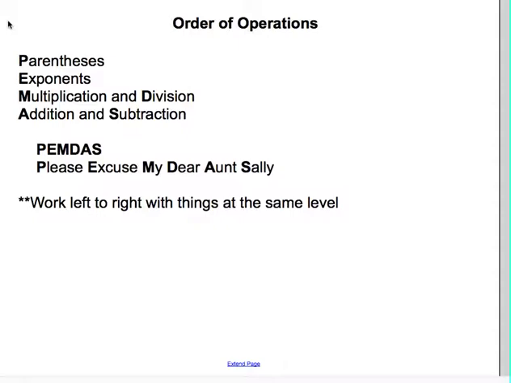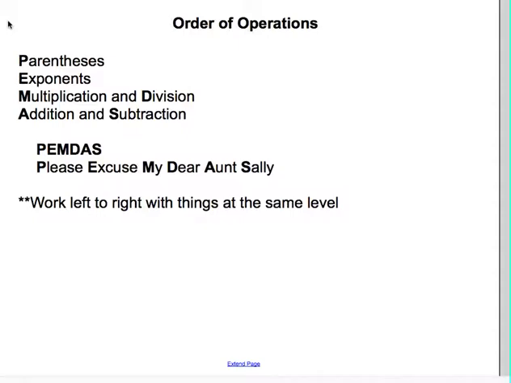And again, addition and subtraction are equals. So if we have both or more than one, we work left to right. Could be subtraction first, then addition. Could be addition, then subtraction. Doesn't really matter. We just work left to right.